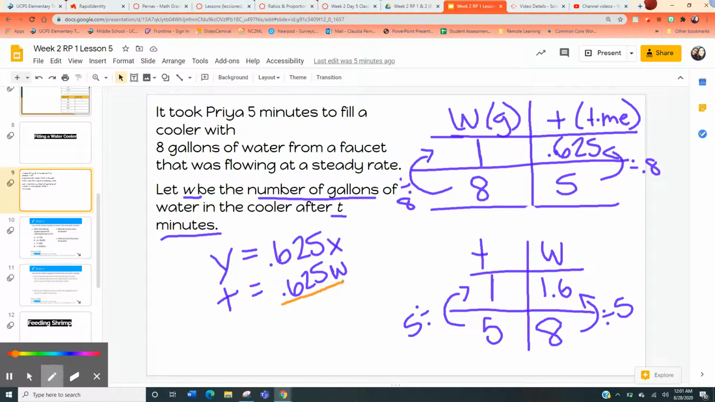And then if I were to do my second T-chart, and I'm just going to use the letters given in the table, I would have W equals 1.6 T. So it takes 1.6 gallons to fill up in a minute.